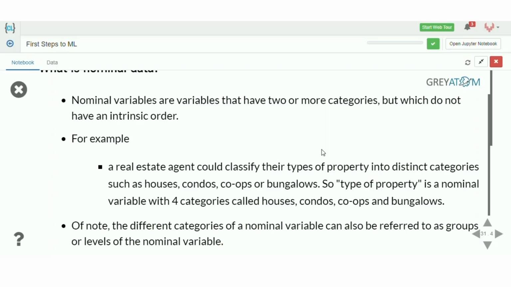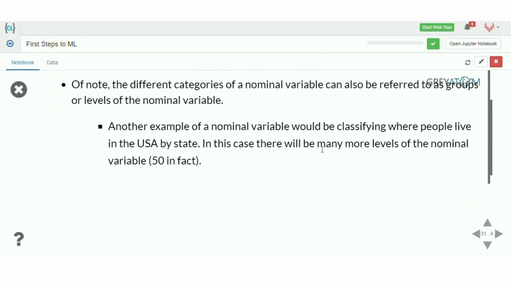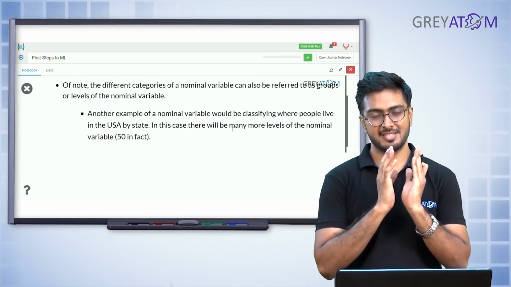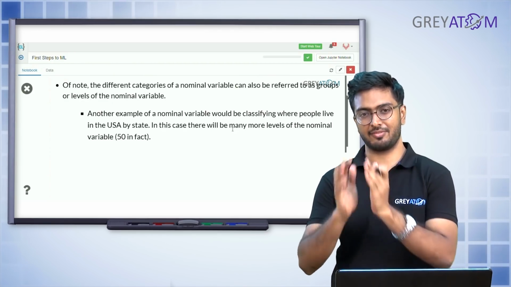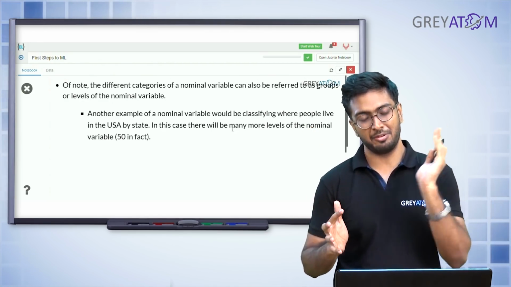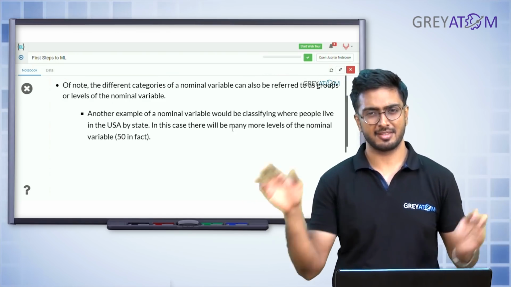So what is nominal data? Nominal variables are variables that have two or more categories but do not have an intrinsic order. For example, a real estate agent could classify types of property into distinct categories such as houses, condos, co-ops, or bungalows. So type of property is a nominal variable with four categories. Of note, the different categories of a nominal variable can also be referred to as groups or levels. The fundamental point is that this is a categorical variable, which can only take a few different values, and those values cannot be ordered.